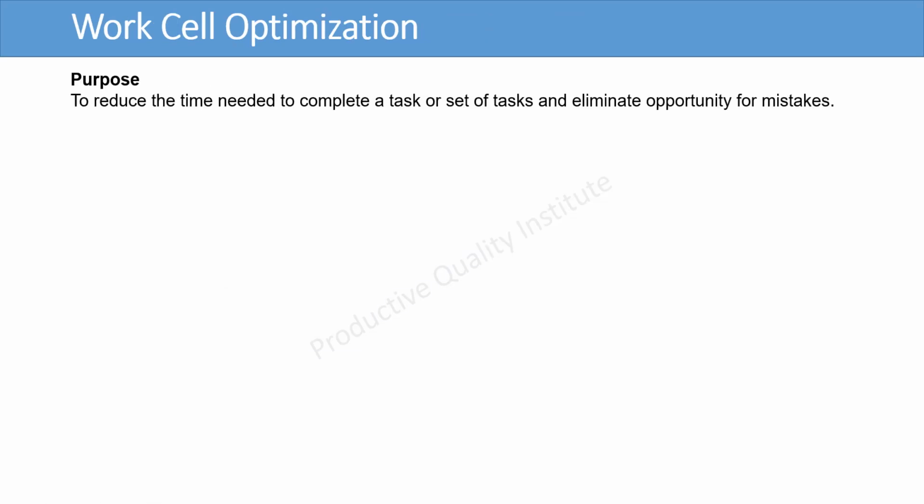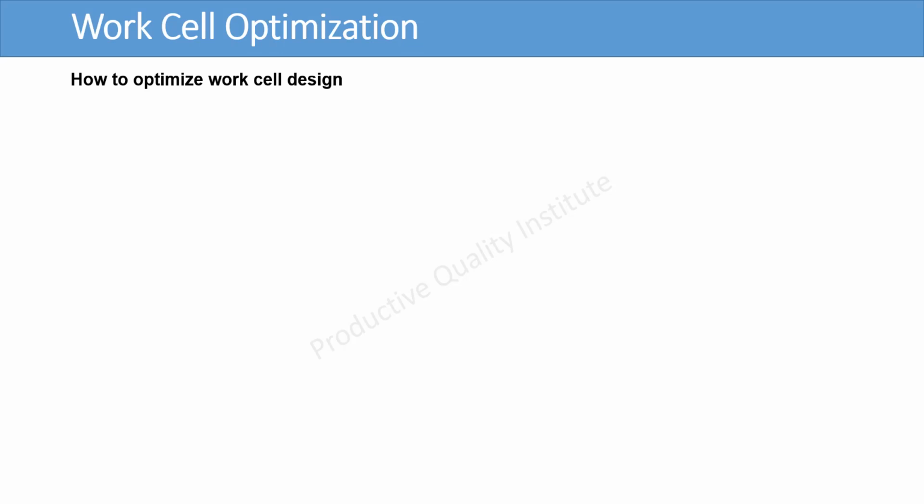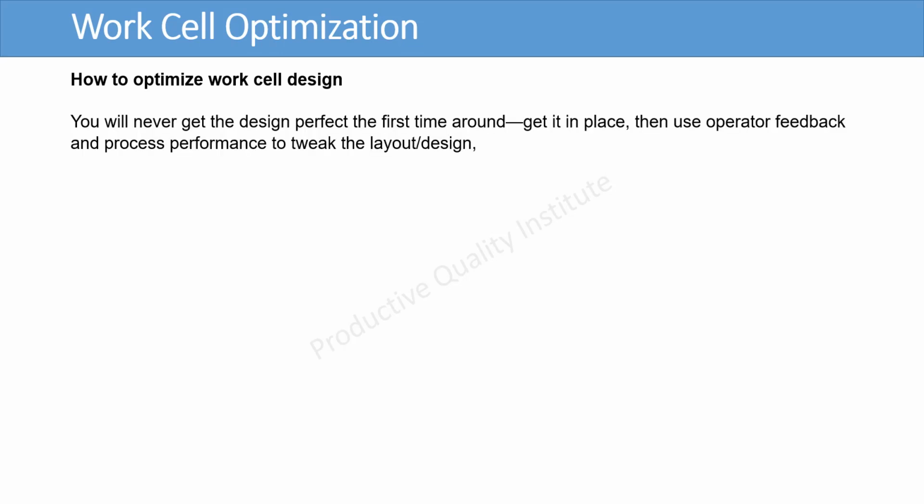Purpose of work cell optimization: to reduce the time needed to complete a task or set of tasks and eliminate opportunity for mistakes. When to use work cell optimization: whenever you have inefficient workflow, too much movement of people or materials. How to optimize work cell design: you will never get the design perfect the first time around. So, first get it in place, then use operator feedback and process performance to tweak the layout or the design.